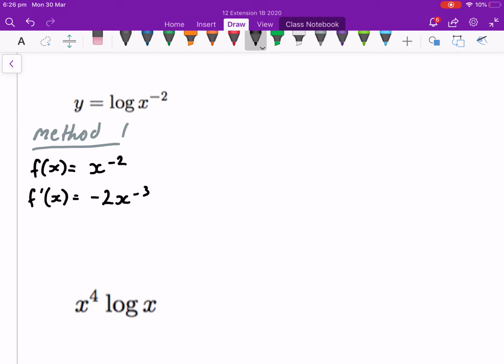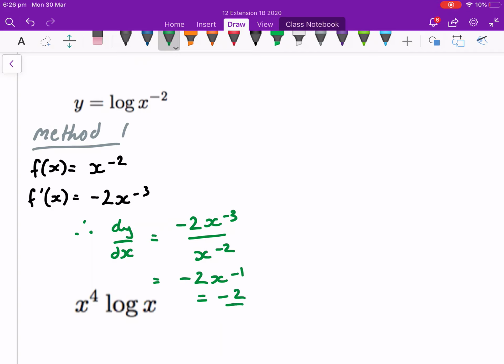So therefore, and there is going to be some simplification with this, dy on dx is equal to f dash of x, so minus 2x to the minus 3 on x to the minus 2. Now, when you're dividing, you subtract the powers, so minus 3 subtract minus 2 means it becomes minus 3 plus 2, which is minus 1. So we end up with minus 2x to the minus 1, which is negative 2 on x.